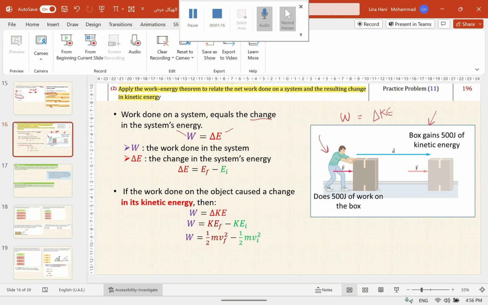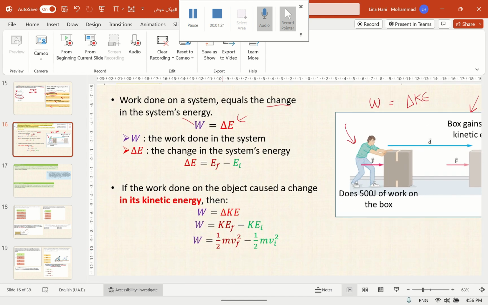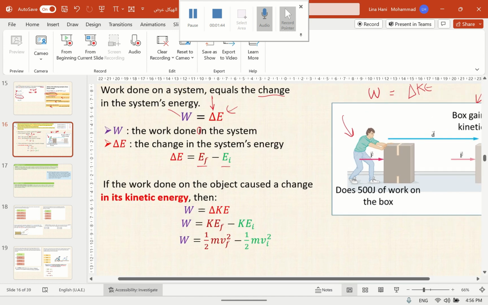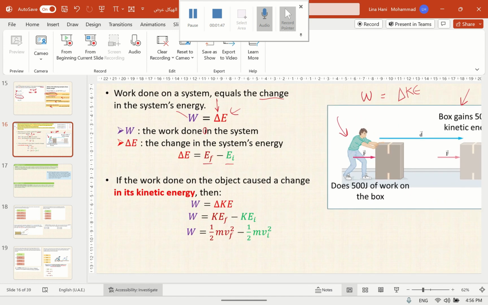So the work is equal to the change in the kinetic energy of the box, or any type of energy in general. W is the work done on the system, to be more exact. Delta E is the change in the system's energy. Now remember, whenever we have this symbol delta, that means a final value minus an initial value. So the final energy of the box minus the initial energy of the box gives you the amount of change in the energy of the box, for example, the gain of the energy.